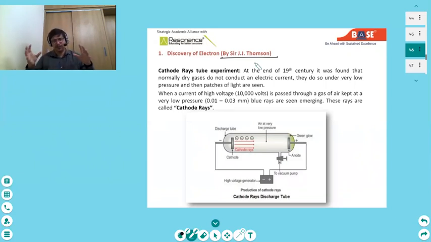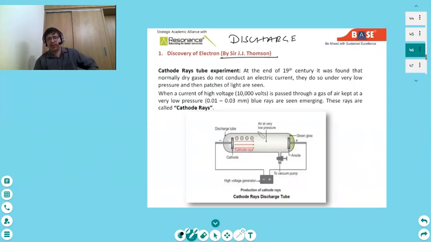He did many permutation combination, many trials, faced many failures. But ultimately, he comes with a successful experiment known as cathode ray tube experiment, or it is also known as discharge tube experiment. So cathode ray tube experiment.